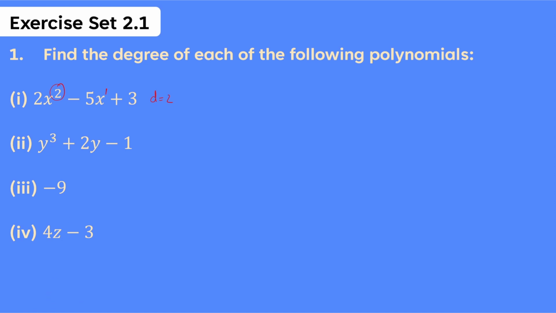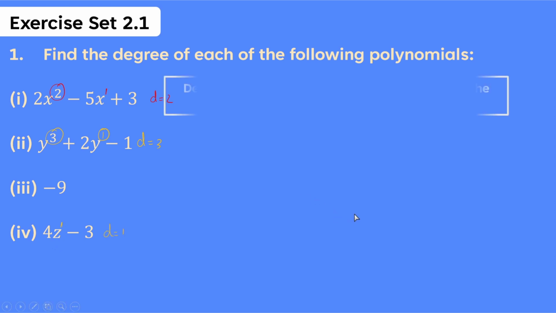The next one, here we could see the next polynomial, y cubed plus 2y take away 1. We see that the variable given is y, and the first term here, y has 3 as its power. And the second term, y has 1 as its power. So the highest is 3. So the degree of the polynomial is 3. And this is a constant polynomial. It's just a constant, and so the degree is 0. And here you could see that for polynomial 4z take away 3. Z has no power, which means it is 1. If nothing is written, it's understandable that it is 1. So the degree of the polynomial is 1.